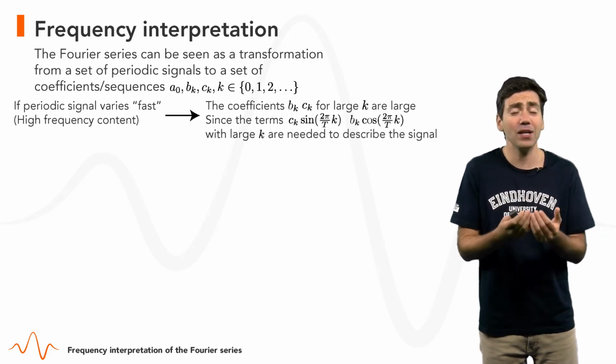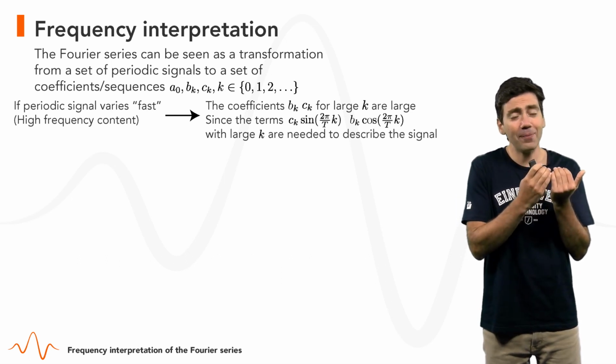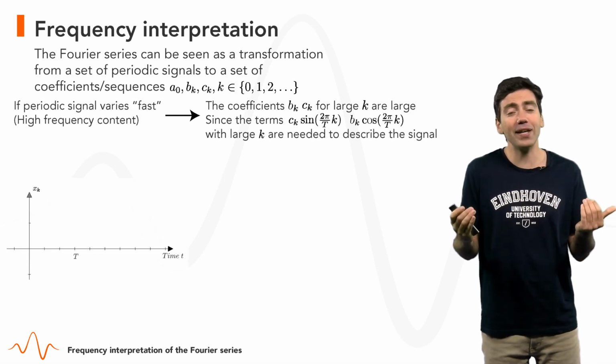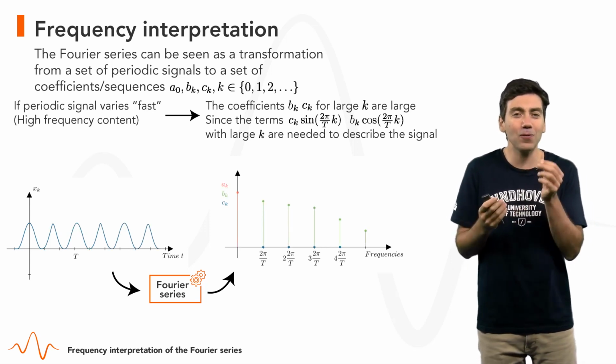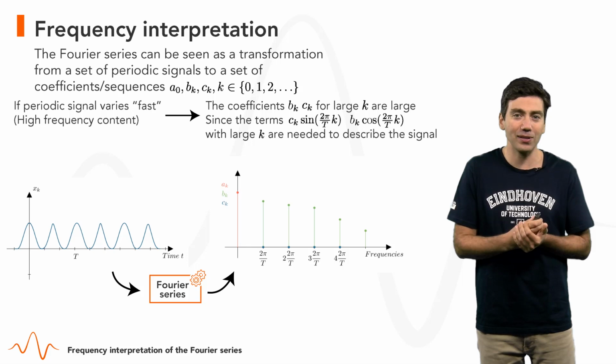And we have seen that for a rectangular wave, we needed a lot of coefficients. Even 50 would not be enough to get a very accurate approximation.